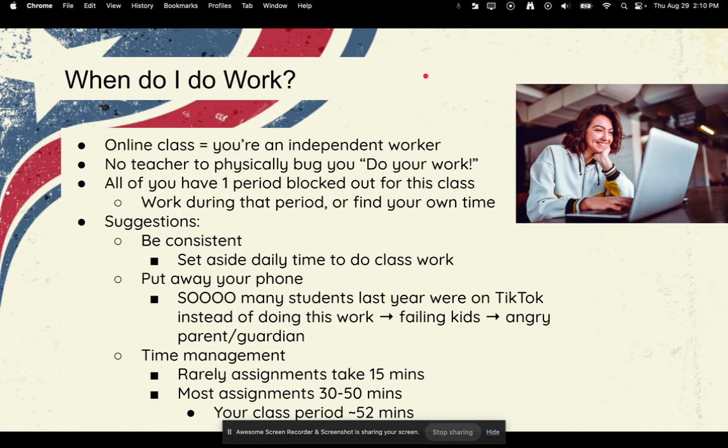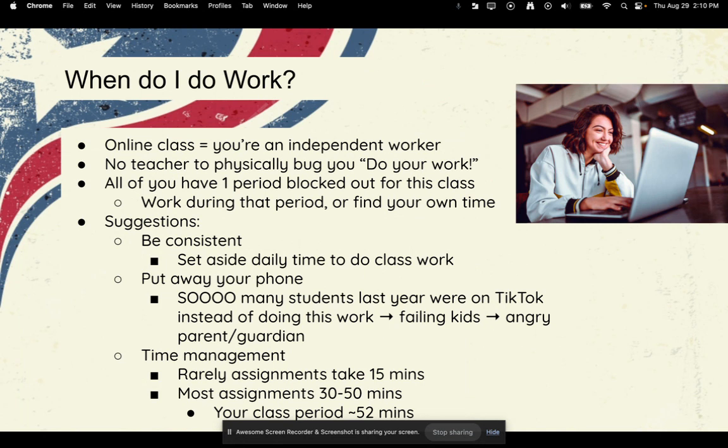All right. Another good question. When do I work? So many students struggle with this. You're in an online class. That means you're an independent worker. There are no teachers to physically bug you to do your work, okay? I'm not there to, be like, "Put away your phone, do your work." I'm not there for that. You have to do that on your own.